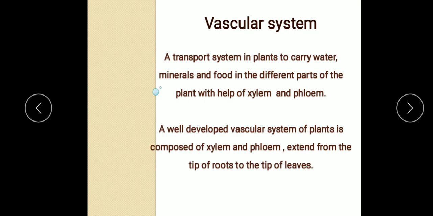Children, as you know, plants also need food, and they are the only living organisms which can make their own food by the process of photosynthesis. So how do they make their food? The plant cell which contains chlorophyll, with the help of chlorophyll, water and carbon dioxide, undergoes photosynthesis and forms the food. Now plants require minerals and water.